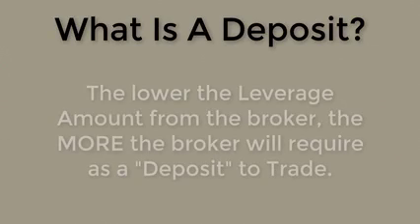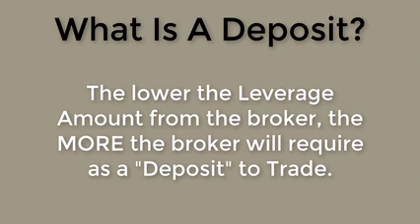The lower the leverage amount you receive from your broker, the more your broker will require as a deposit to trade. So they want to take a portion of your account and hold it as a deposit every time you place a trade. This is also very important because it determines how many lots you can trade. Remember, the lot is essentially how much of your account you want to leverage on your trade, right? Well, if the broker has limited your leverage, they're limiting how many lots you can trade.